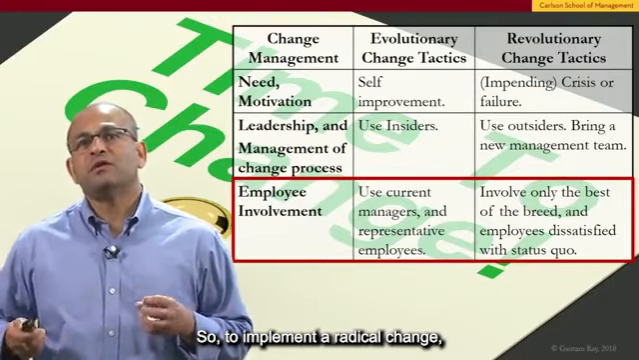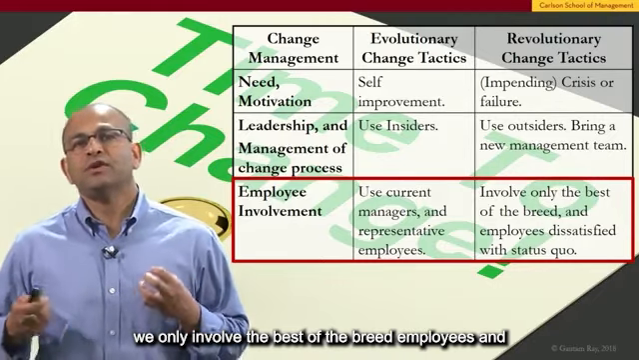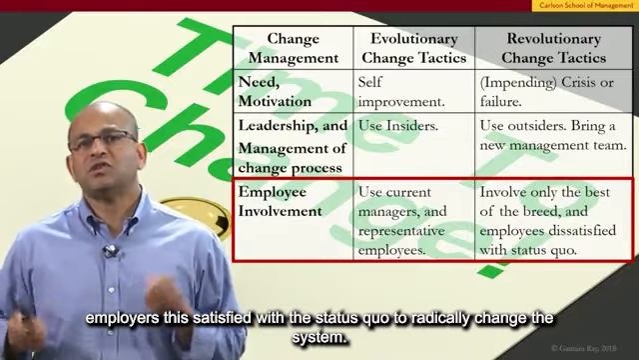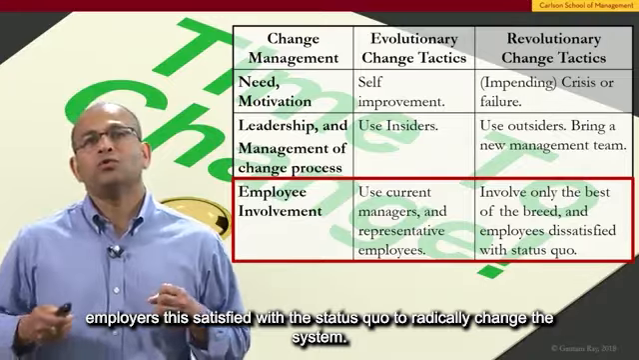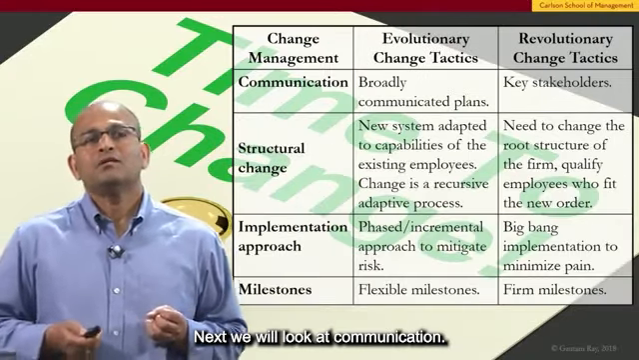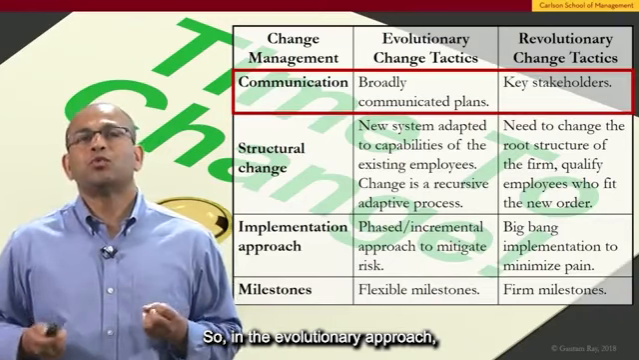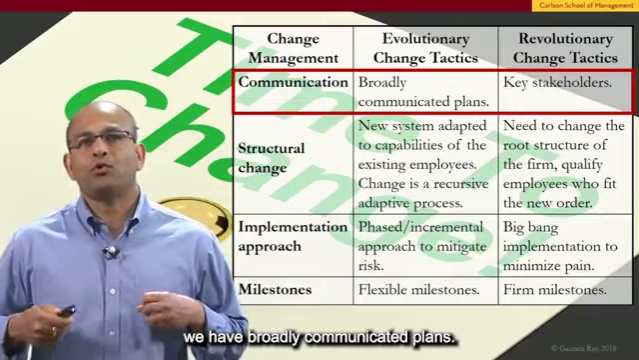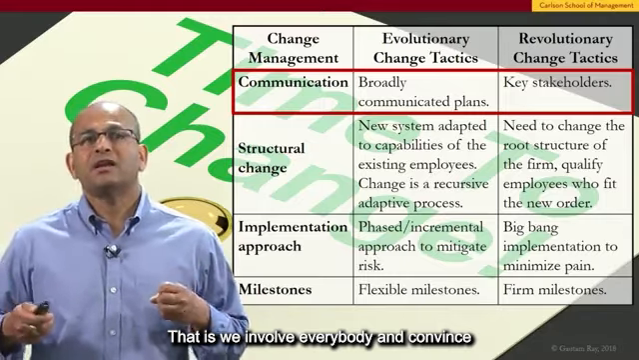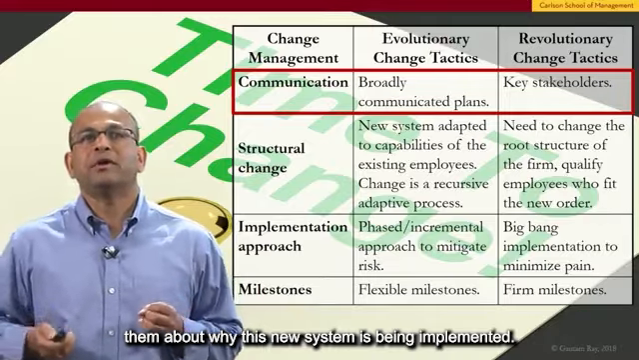So to implement radical change, we only involve the best of the breed employees and employees dissatisfied with the status quo to radically change the system. Next, we will look at communication. So in the evolutionary approach, we have broadly communicated plans. That is, we involve everybody and convince them about why this new system is being implemented.